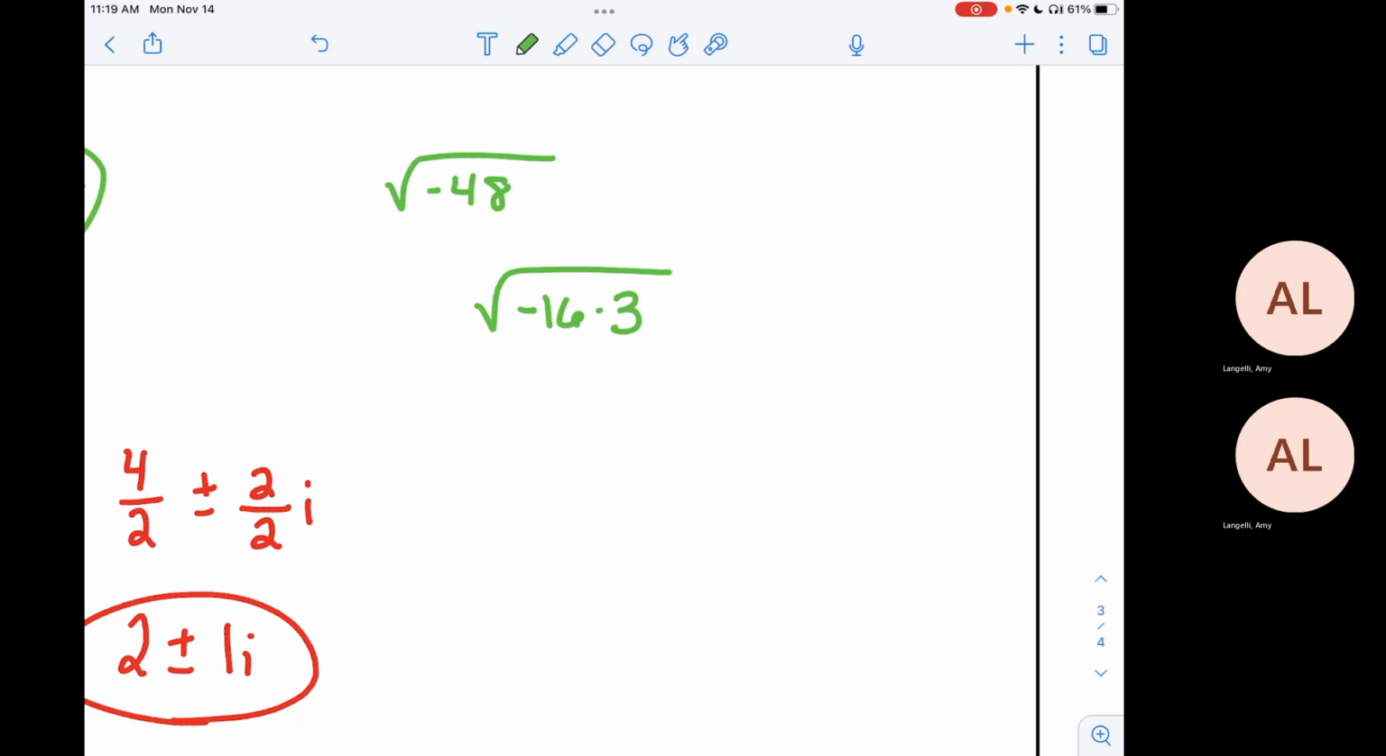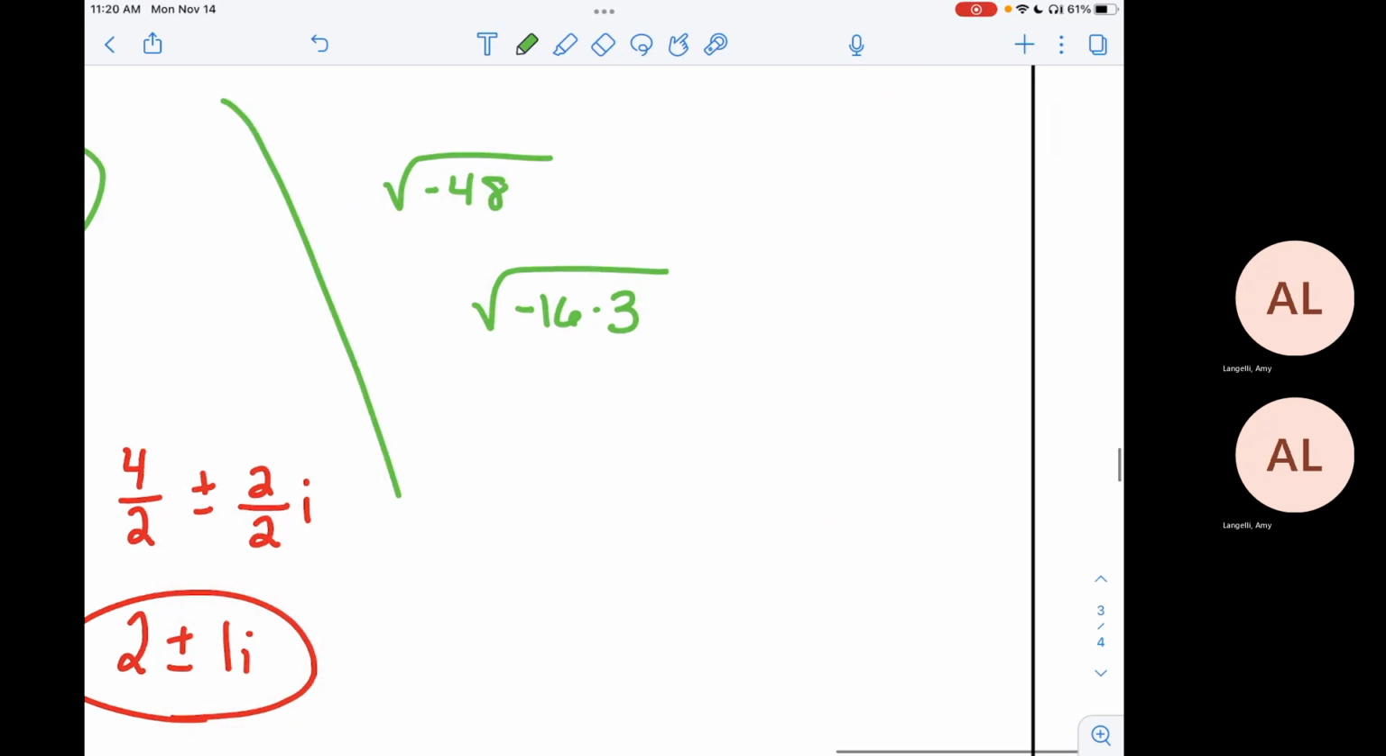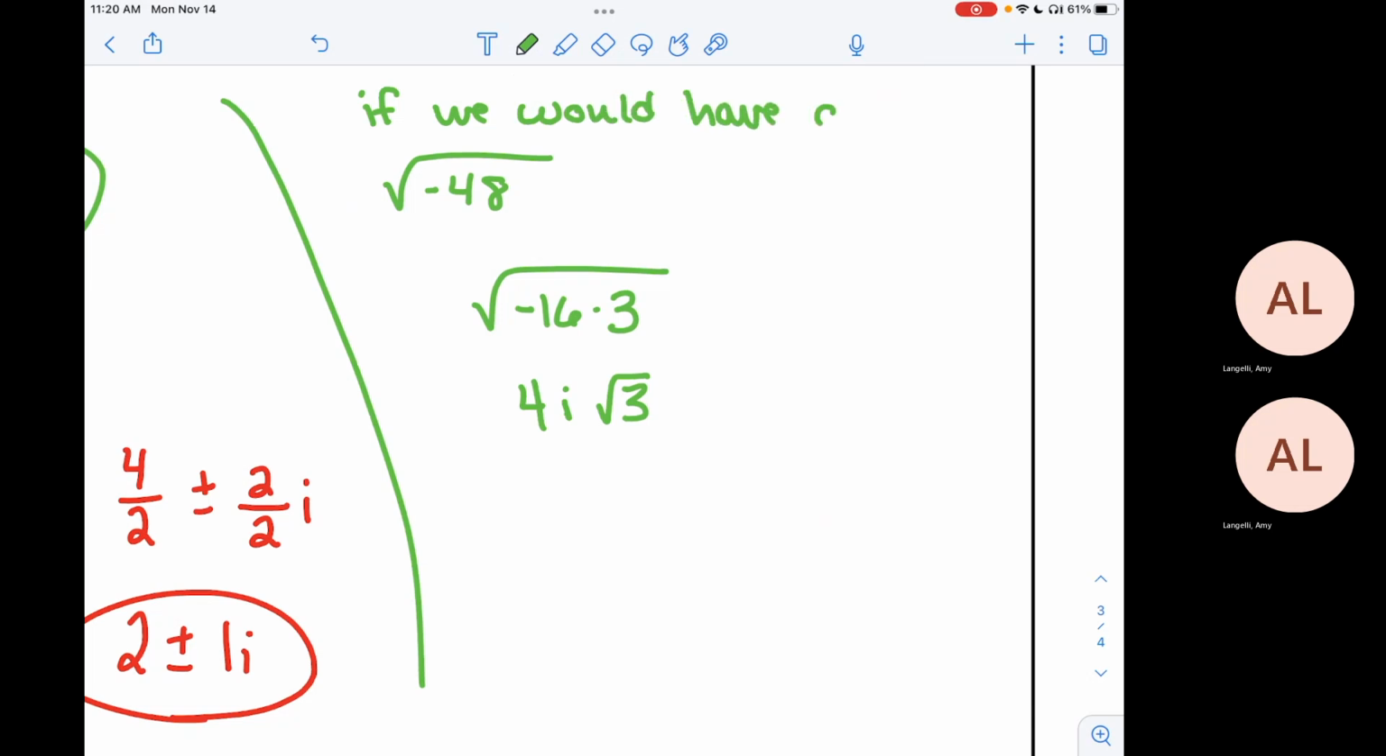And what would that turn into? This is just if. Yep, but you would need an I because of the negative. Okay. So if for some reason we would have gotten, I teach math, -48, we would have had to have kept going like that.